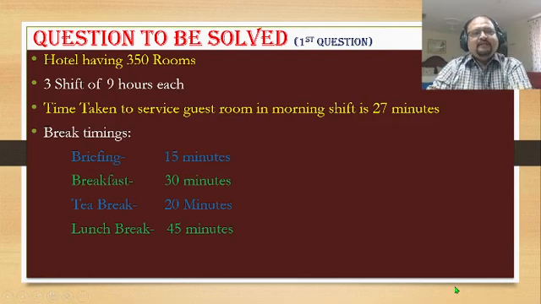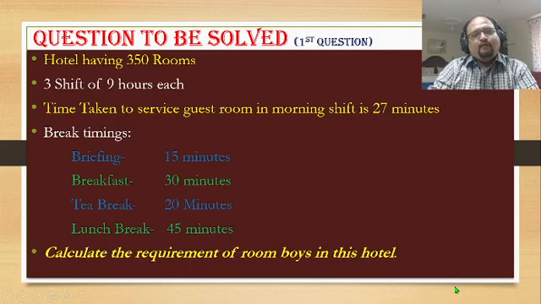So the question is: a hotel having 350 rooms, three shifts of 9 hours each, time taken to service a guest room in the morning shift is 27 minutes, and break timings are 15 minutes, 30 minutes, 20 minutes and 45 minutes, and they are asking us to calculate the requirement of room boys in this particular hotel.